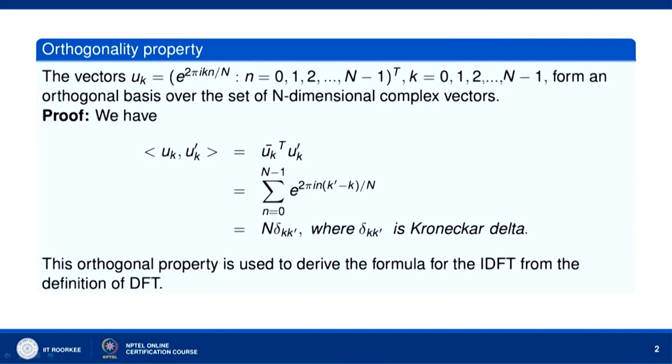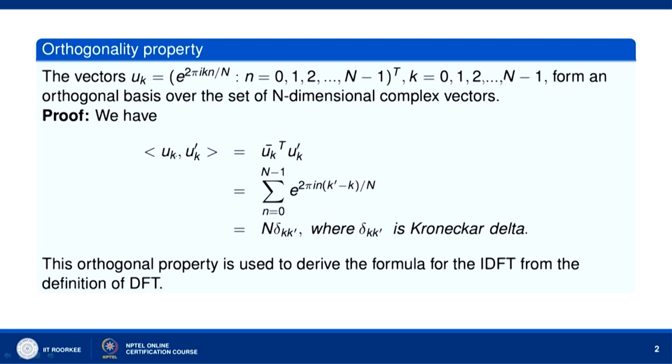We will first show that the vectors u_k given by e to the power 2 pi i kn by N, where n varies from 0 up to N minus 1, taking values 0, 1, 2, 3 and so on up to N minus 1, are orthogonal, that is, they form an orthogonal basis over the set of N dimensional complex vectors. So, in order to prove that the vectors u_k form an orthogonal basis, we have to show that the inner product of u_k with another vector, say u_k dash, from the same set is equal to 0.